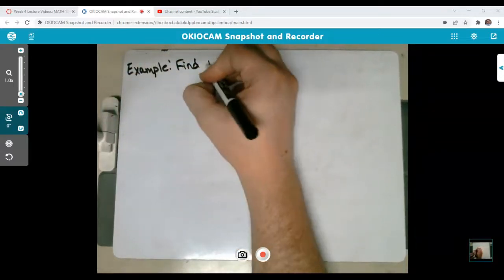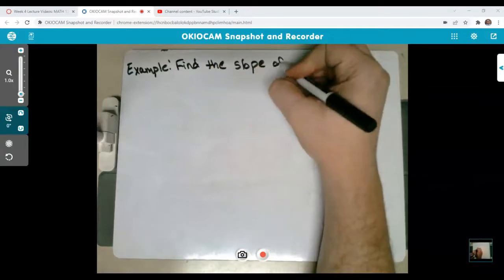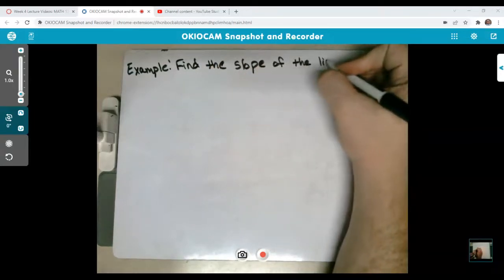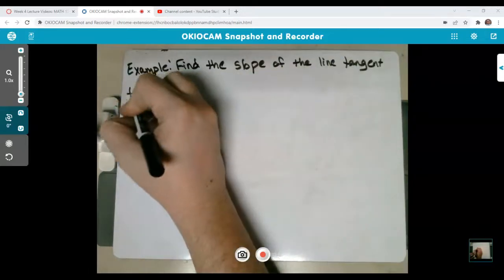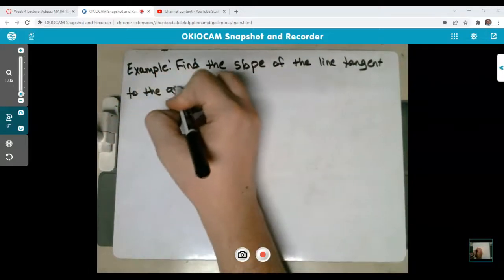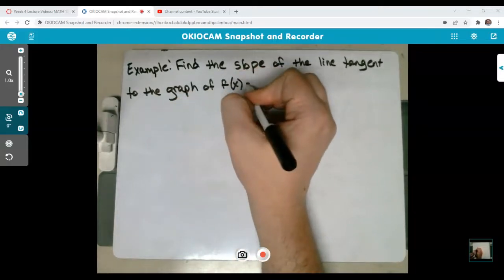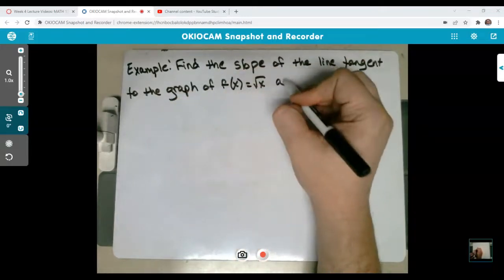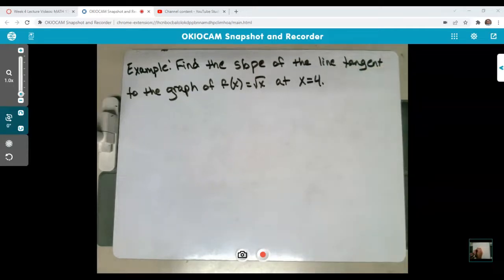This one just says find the slope, so then we only need the slope. Find the slope of the line that is tangent to the graph of f of x equals the square root of x, and I want it at x is equal to 4. So for this one, they only need the slope. They don't want the whole thing.